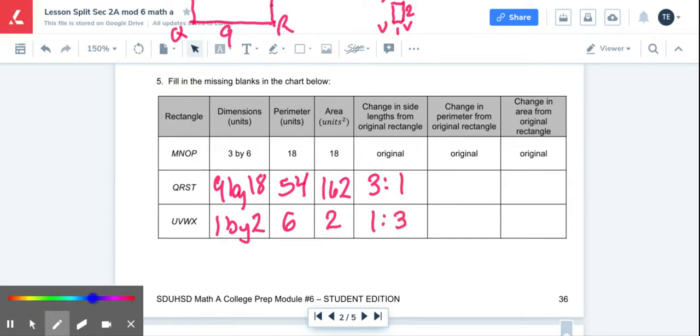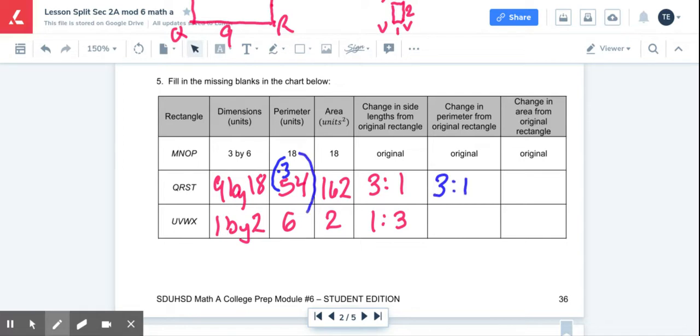I'm looking at that ratio, see if it's still holding true here. Yep. My perimeter is 3 times as big. So still 3 to 1. And on the next one, my perimeter is 1/3 as big. 1/3. Then we're looking at the area, and we realize that is not increasing by 3. 18 times 9 is 162. So this is 9 to 1. And 18 divided by 9 is 2. So 1 to 9. Again, we see that if you increase the sides by 3 times as much, you're increasing the area by 9 times as much.